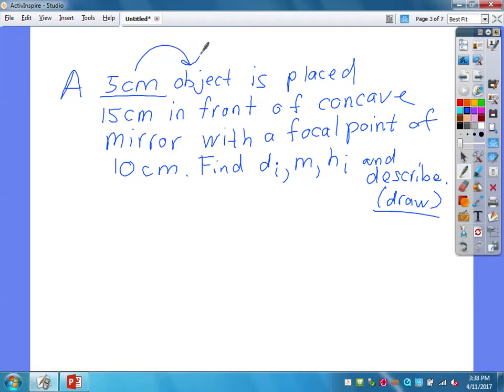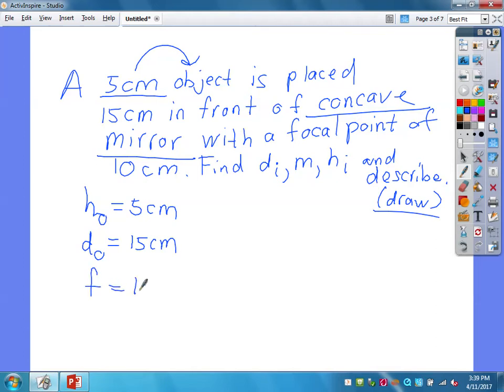This 5 centimeters is referring to the object height. So this object is 5 centimeters tall. And object, when we draw, again, always upright. It's placed 15 centimeters in front of a concave mirror. Now, during the problem, we would definitely want to underline concave mirror so I could do the right type of drawing. But again, for this one, I only want to do the math. The object distance is 15 centimeters. And it says it has a focal point of 10 centimeters. Find di, m, and hi.